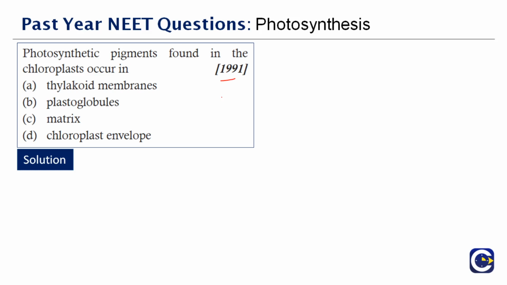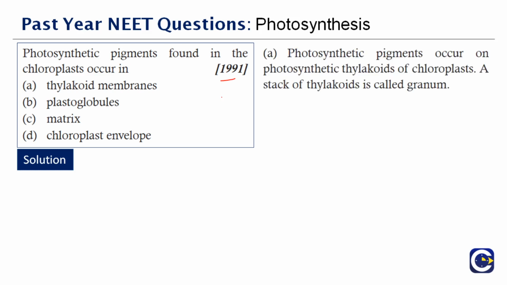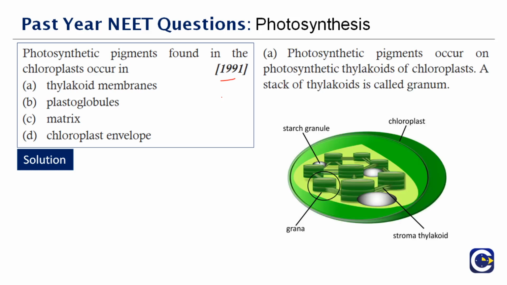thylakoid membranes. What are thylakoids? They are disc shaped, appearing like piled up coins, where they store the pigments responsible for photosynthesis. So photosynthetic pigments occur in the thylakoids of the chloroplast. You see here the stroma and thylakoid appearing. This is grana, where you have thylakoids.